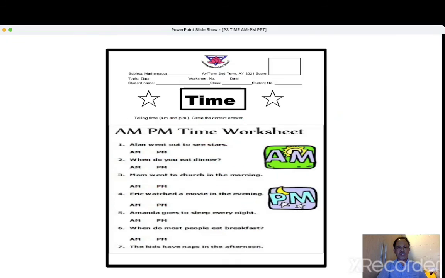So this is your worksheet. You just circle the a.m. or p.m. Number 1, Alan went out to see stars. What time in the sky could you see a star? Is it a.m., meaning in the morning, or p.m., or in the evening? If it is p.m., just circle the p.m. Number 2, when do you eat dinner? A.m. or p.m.?